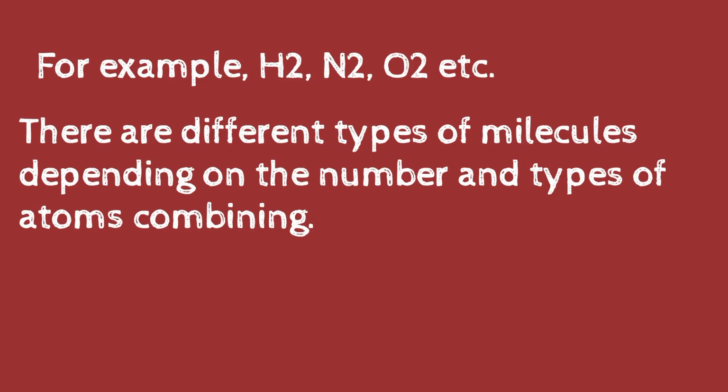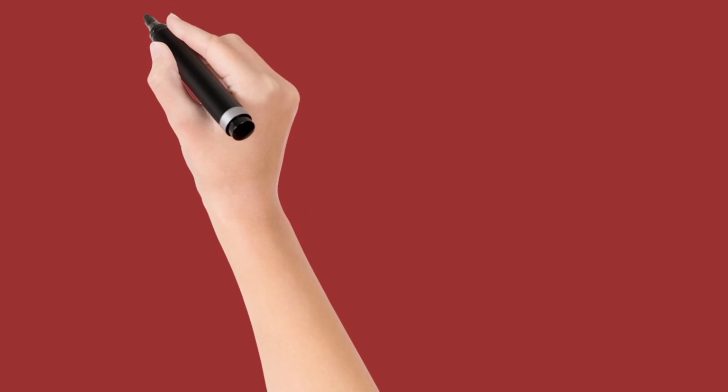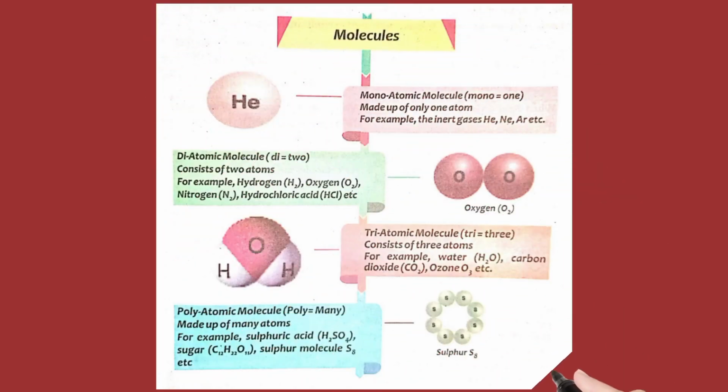There are different types of molecules depending on the number and types of atoms combining. If you look at the table, it shows the different types of molecules, such as monoatomic molecule, diatomic molecule, triatomic molecule, and polyatomic molecule. The table also shows the example for each category, such as helium, oxygen, water, and sulfur.